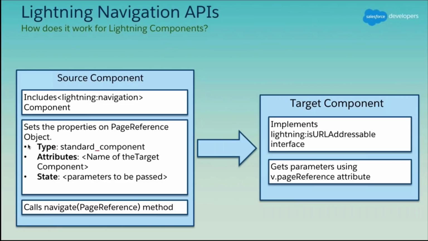Now let me go back and talk about the navigation API. As I said earlier, you need to first make the component addressable if you want to programmatically navigate to it. For that, you implement an interface called the lightning:isUrlAddressable interface. If you implement that interface, the component automatically becomes addressable.